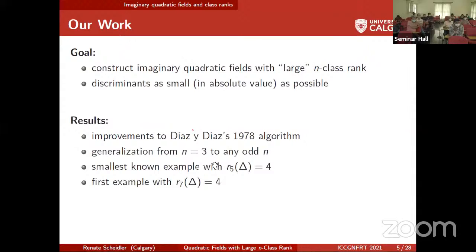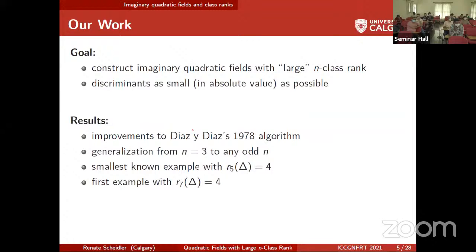Okay, and so just in anticipation of our results, we used the Diaz 1978 algorithm. I'll get into that in a little while. We generalized that from 3 rank. Diaz only did this for 3 class rank. We generalized it to any odd n. We found the smallest known example of a field with 5 class rank equal to 4.